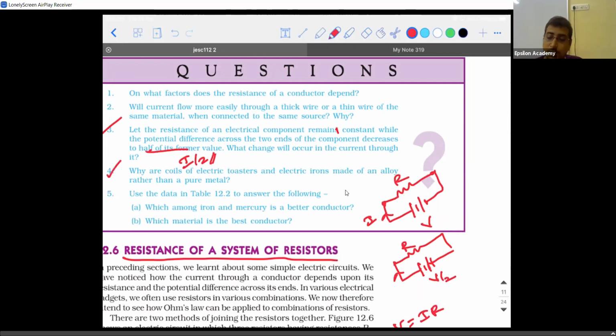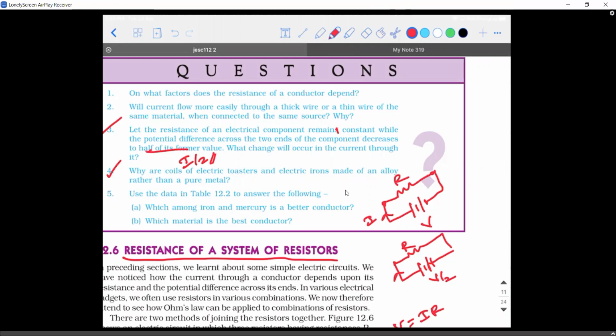Okay. What about the fourth one? Why are the coils of electric toasters and electric irons made up of alloy rather than a pure metal? Because alloys do not get oxidized readily even at high temperatures. Right? I read it in the paragraph. I hope you guys remember it. Yes, sir.